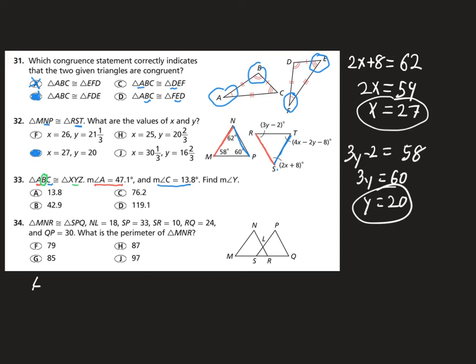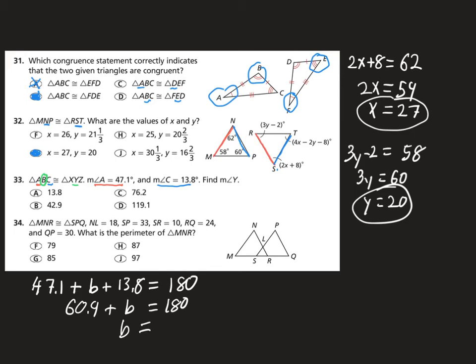So say that 47.1 plus, call that B, plus 13.8, that needs to equal 180. Simplify the left-hand side, we see 60.9. And then subtract that from both sides. We get B is equal to 119.1. So therefore, the measure of angle Y has to equal 119.1.